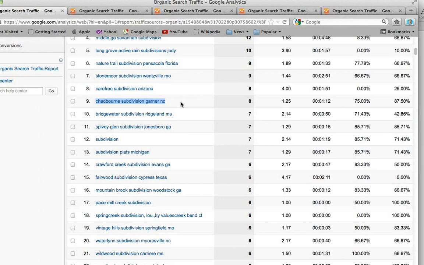Like homes for sale in Garner, NC, that might be getting 5, 6, 8, 10,000 searches a month. Chadbourne subdivision Garner, NC is getting way fewer, but it's a much more targeted audience. It's somebody that's looking for something very specific.